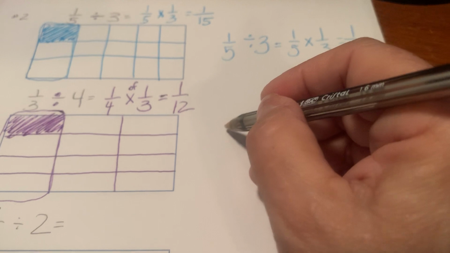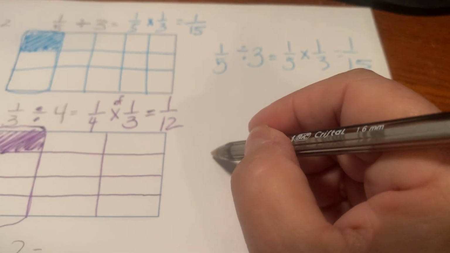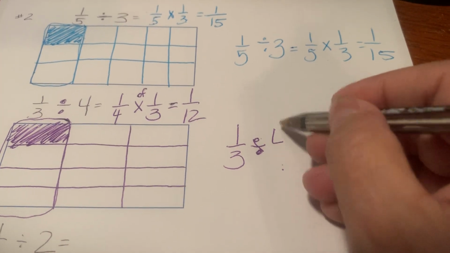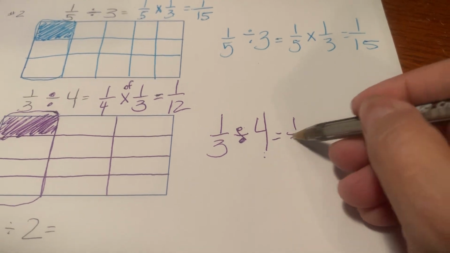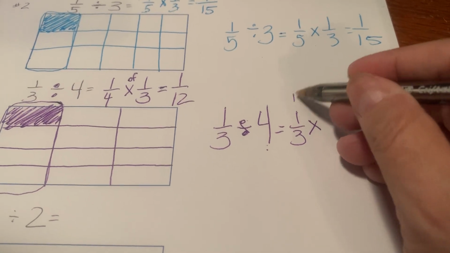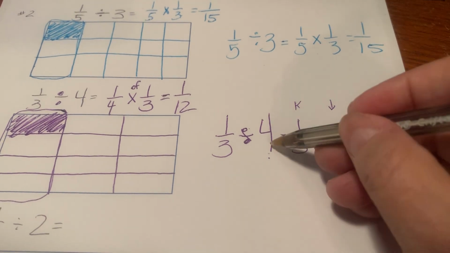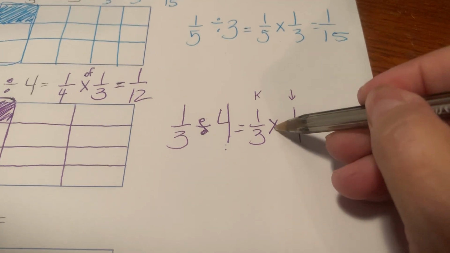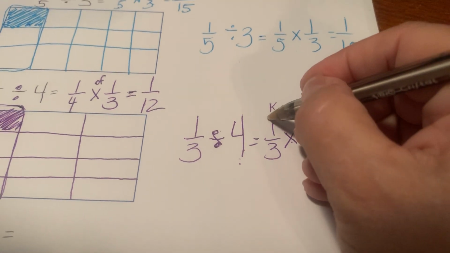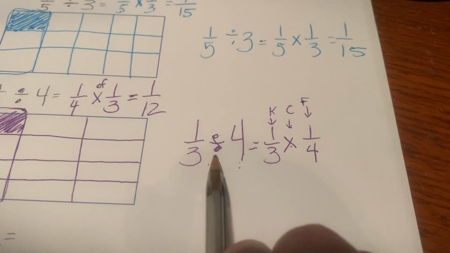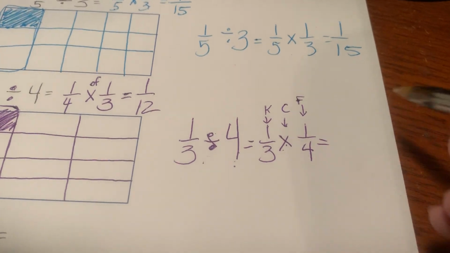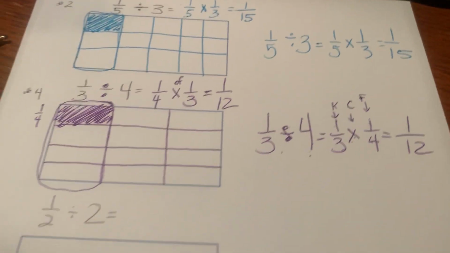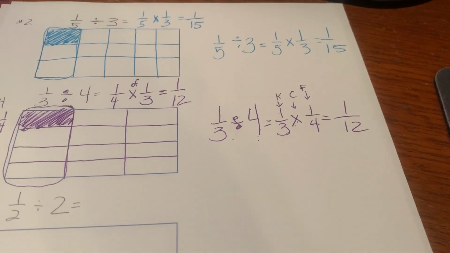And now let's use our keep, flip, change on the side. So again, we have 1/3 divided by 4. So then I think 1/3 times, because there's my keep, and then my flip is changing the whole number 4 into the fraction 1/4, and then I'm going to change. So there's my keep, and then there's my change. Change the division to multiplication, and then I can just multiply across. 1 times 1 is 1, 3 times 4 is 12. So how'd you do? I hope you did well.